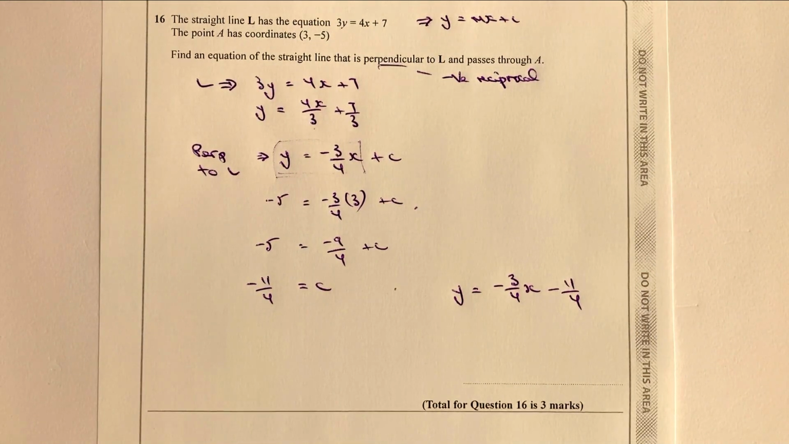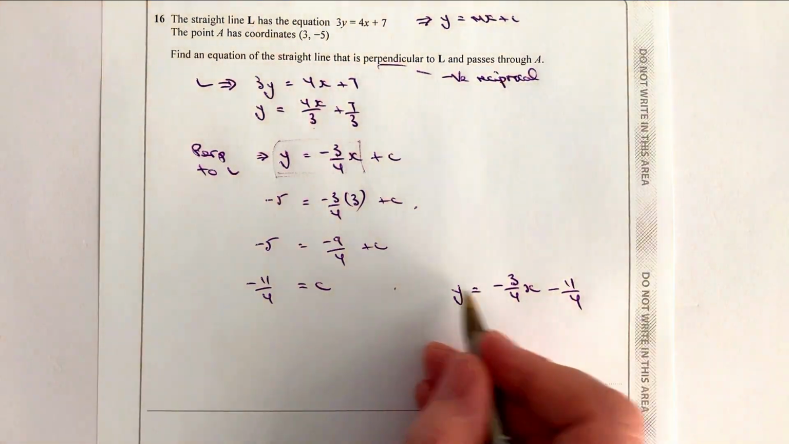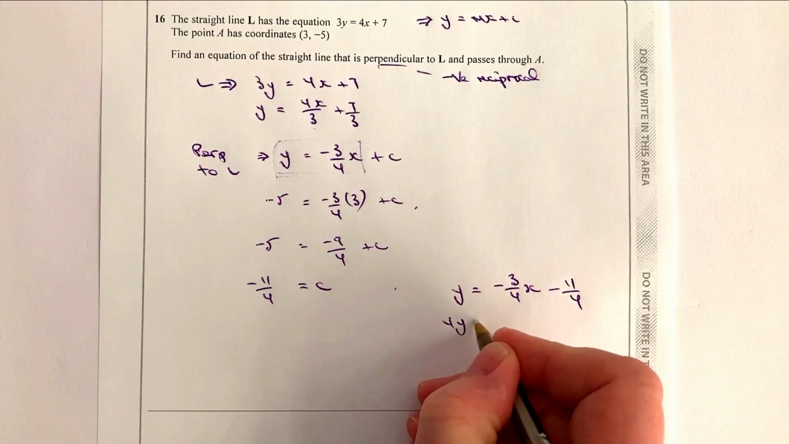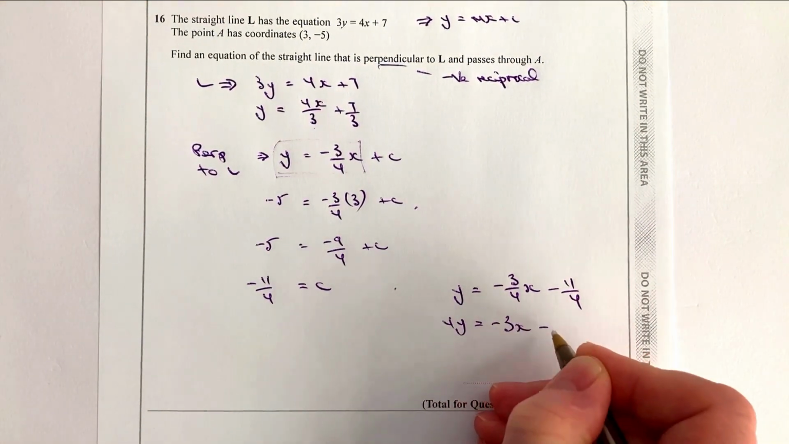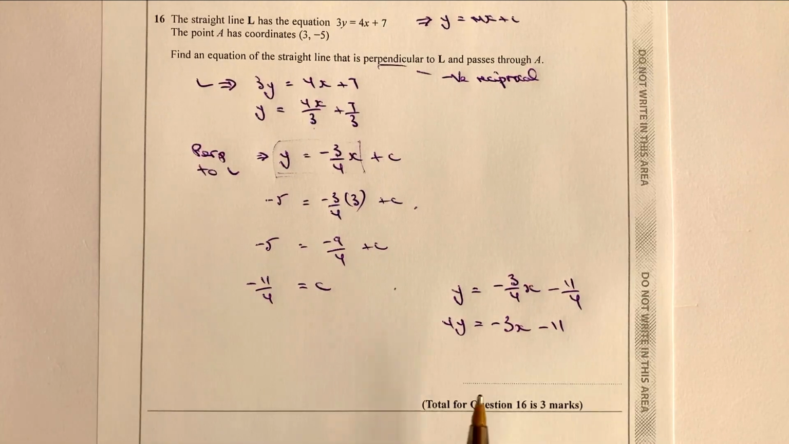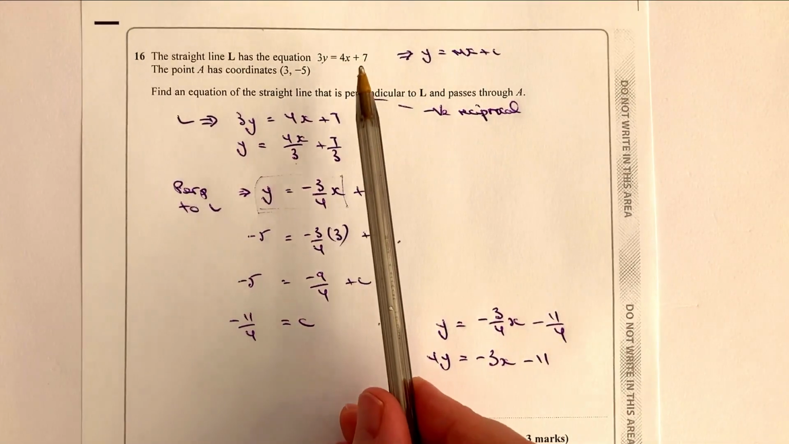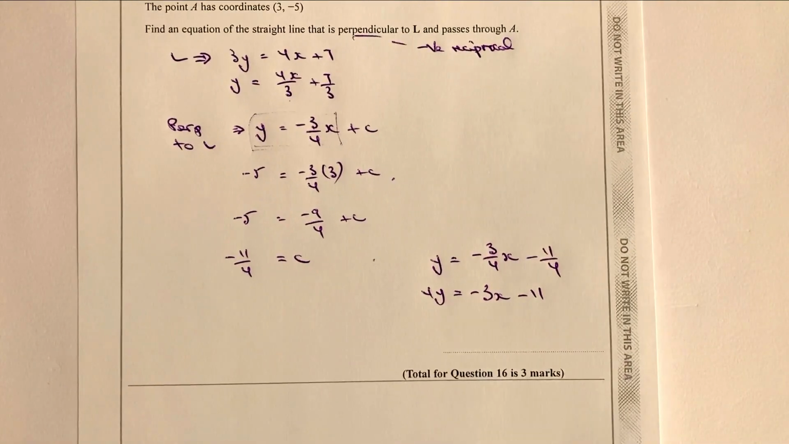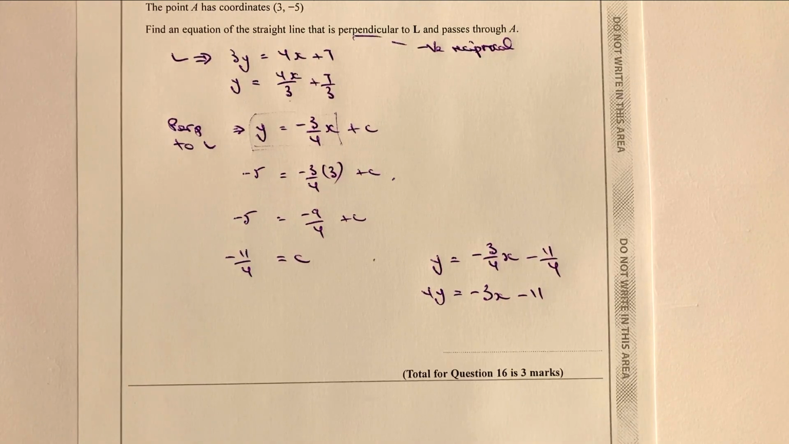It's a bit untidy, that one. What I'd be inclined to do, this is the correct answer, but what I'd be inclined to do is just multiply through by 4, because if I multiply through by 4, I get 4y equals minus 3x minus 11, which is actually kind of similar to the format that they gave us right at the very beginning. Won't matter too much, but it's just a nice neat way of finishing off.